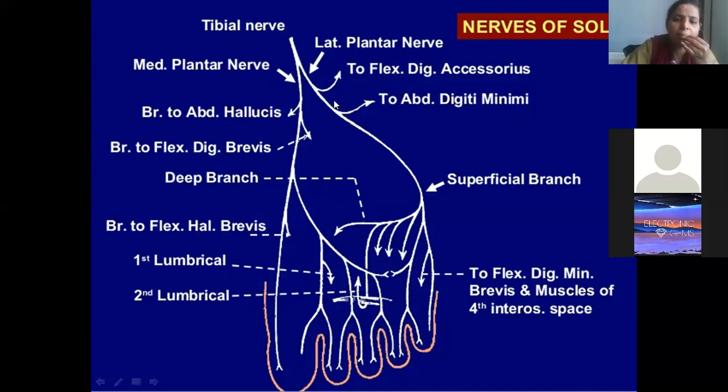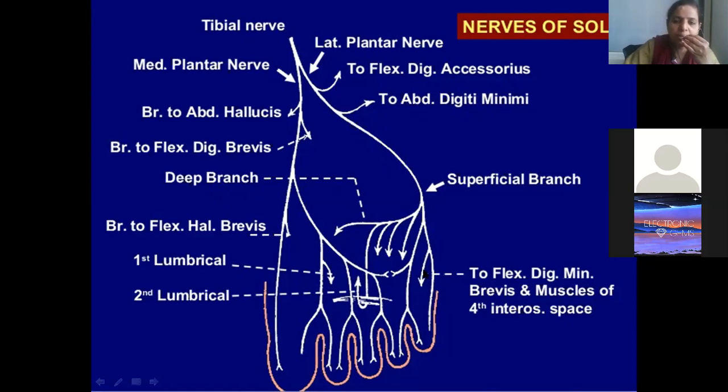Now coming to the lateral plantar nerve. See, as soon as it starts, from its main trunk you can see it is giving branches to flexor digitorum accessorius and to abductor digiti minimi. Then this is the superficial branch which is going towards the little toe, and the one which is turning inside is the deep branch. The superficial branch becomes cutaneous and supplies the lateral aspect of the little toe.